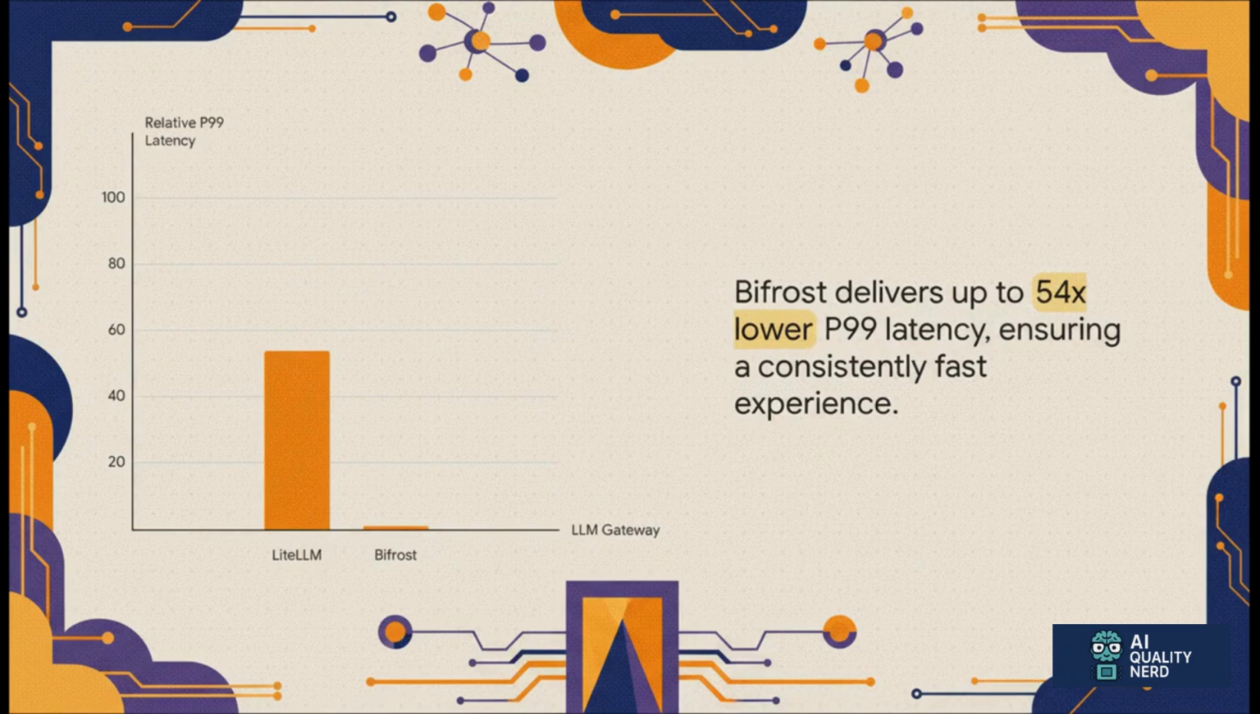This chart is showing what we call P99 latency. Basically, it's the experience of your unluckiest 1% of users. For any app that people actually use, keeping that number as low as possible is so important. It ensures that everyone has a fast, reliable experience, not just the average person.